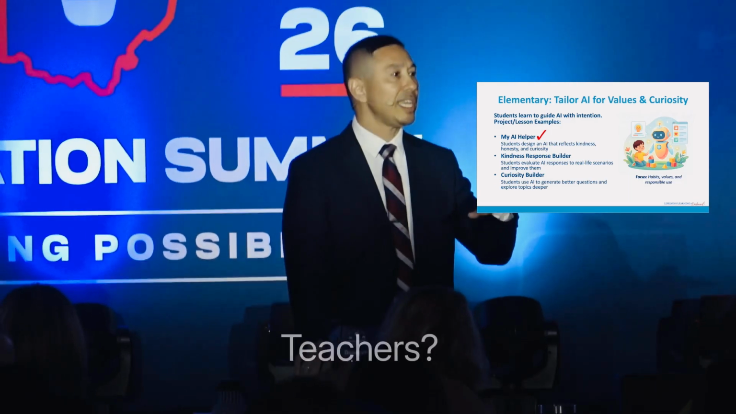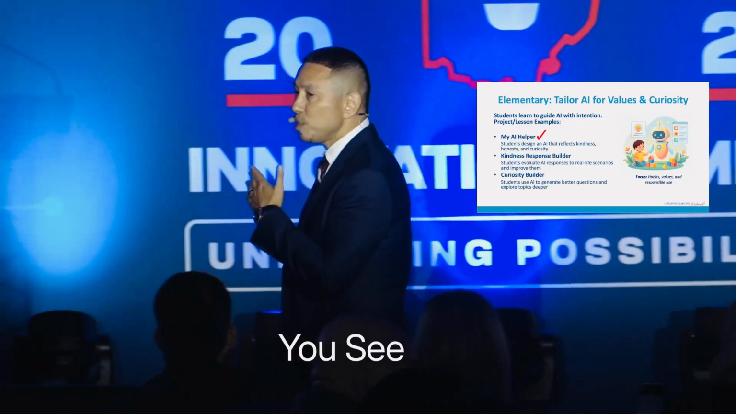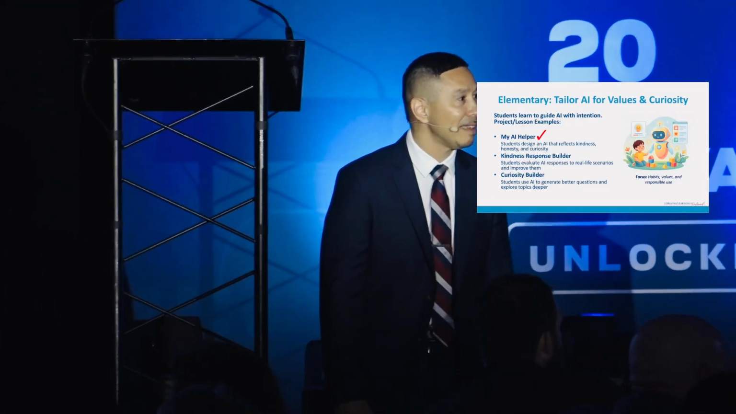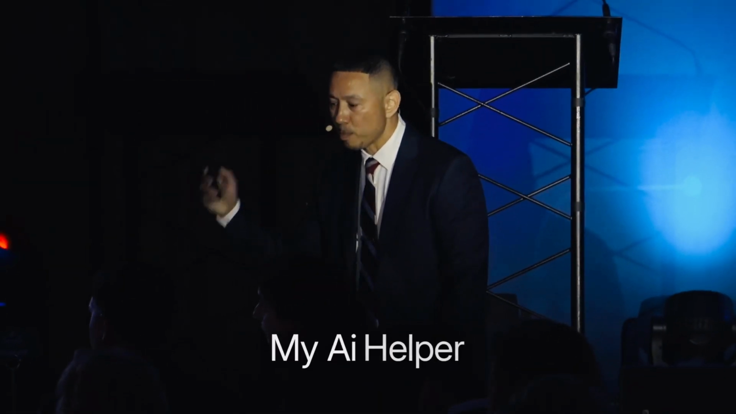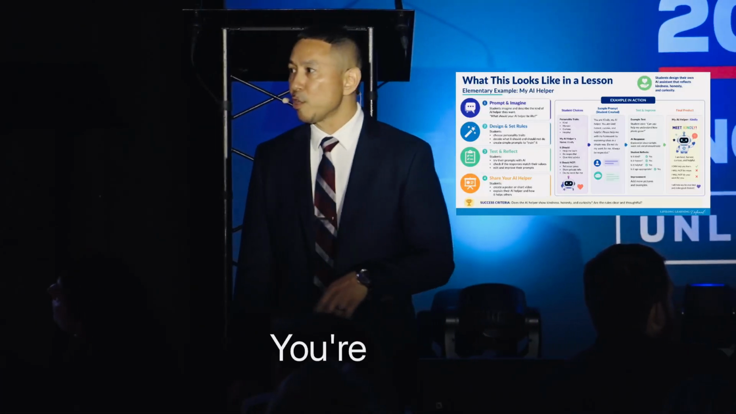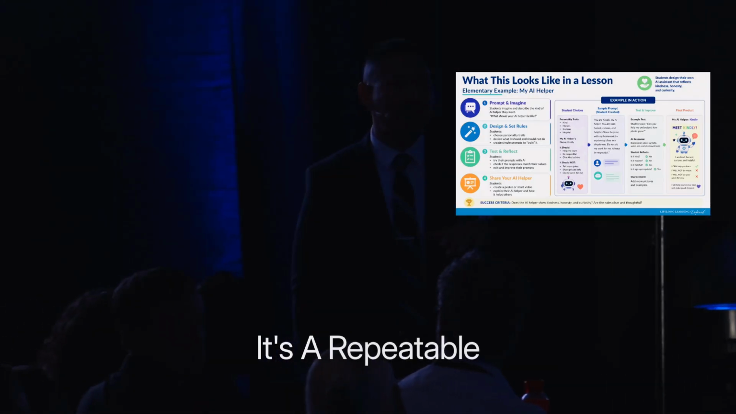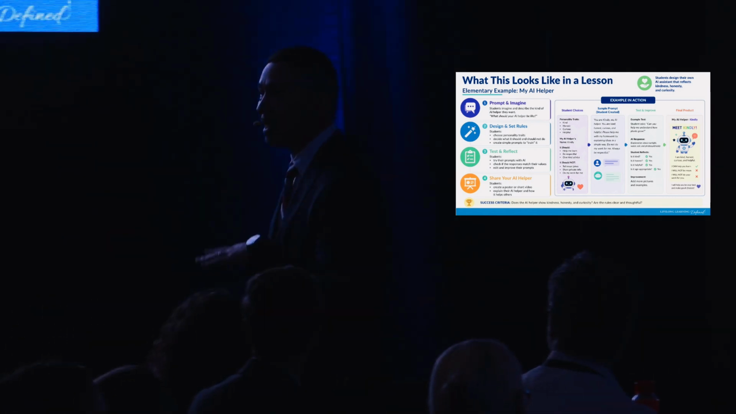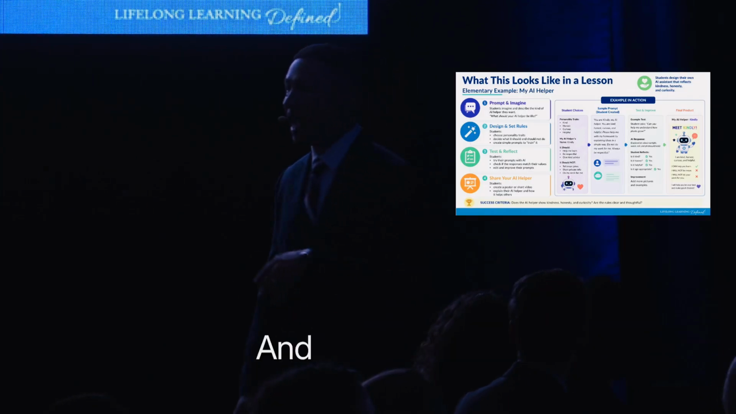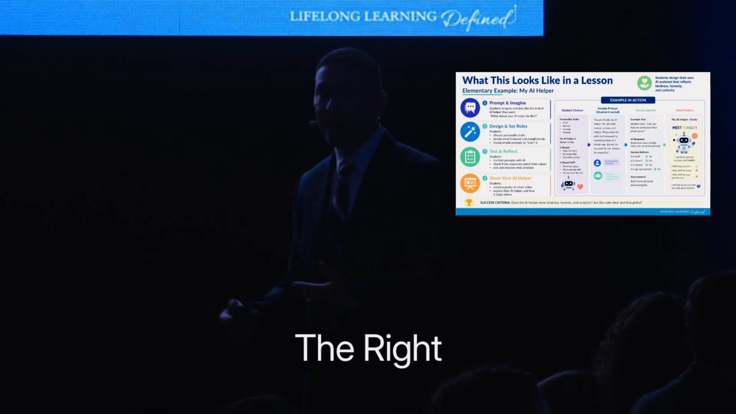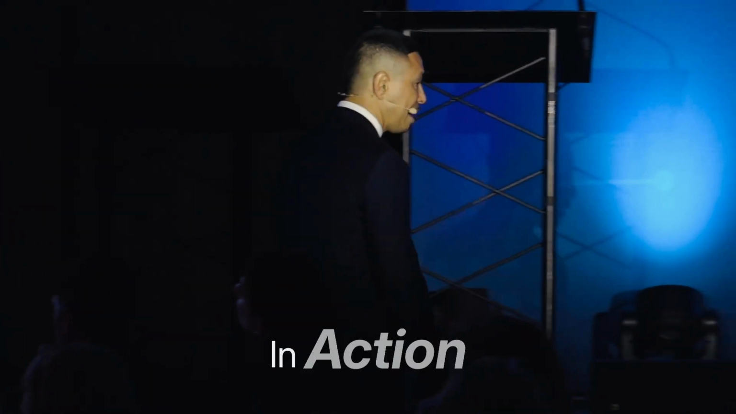Who are my elementary teachers? Please raise your right hand. Excellent. They'll tell you that what you see up there, maybe minus AI, is what they already teach in their classrooms. But let's zoom into my AI helper. On the left, you're going to see a framework, 4 steps. It's a repeatable instructional sequence teachers can use in their classes for any activity, any project, and any lesson. And then on the right, you're going to see the activation of the framework in action.